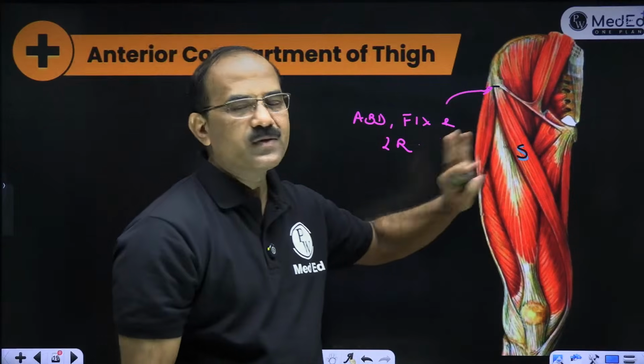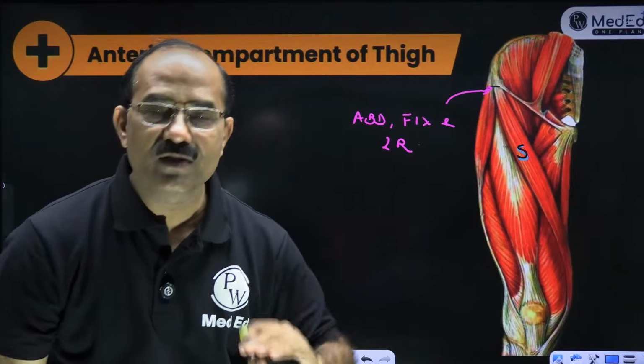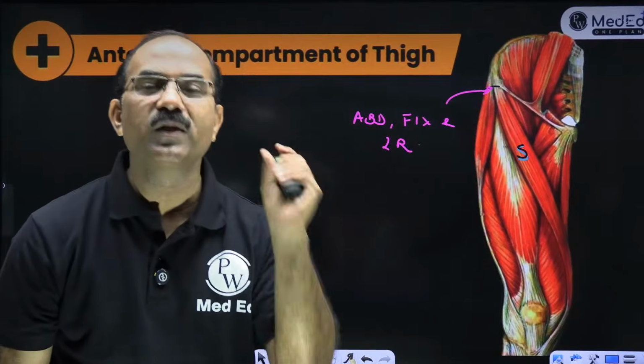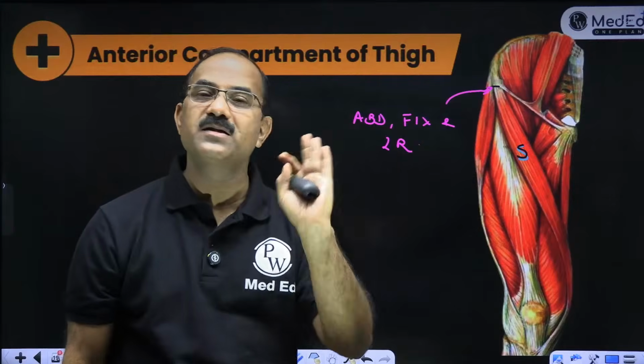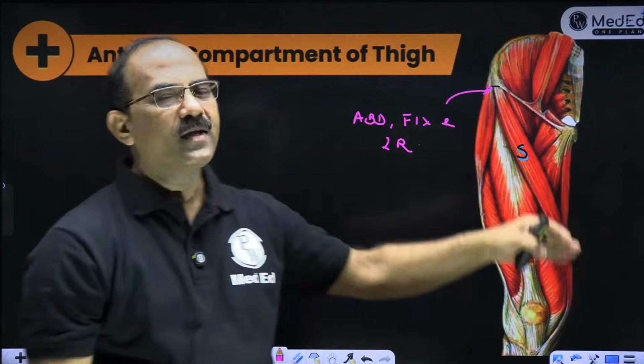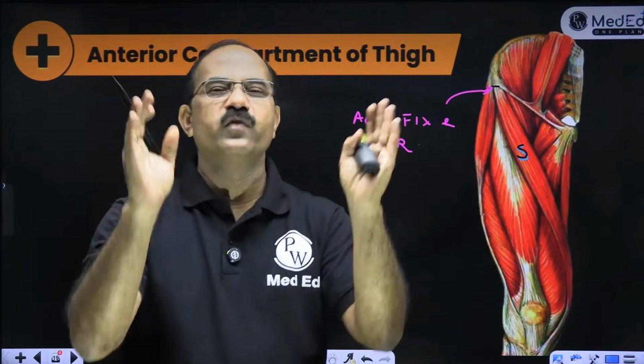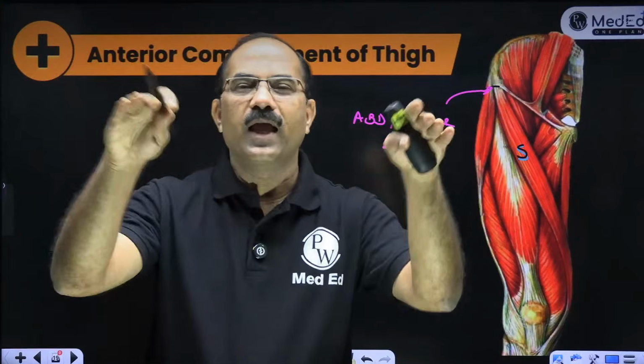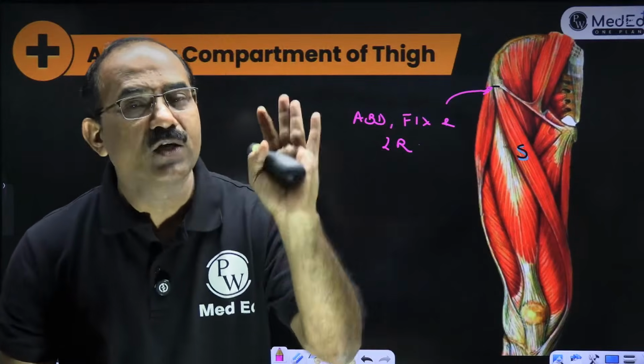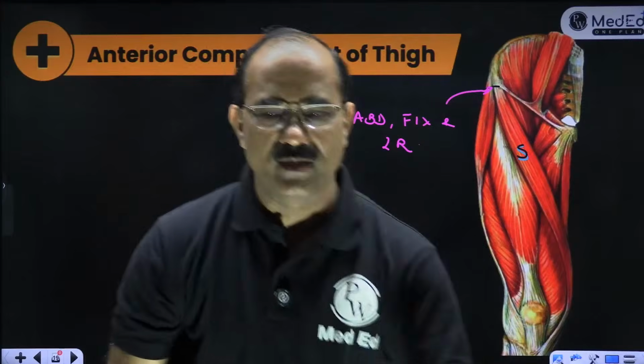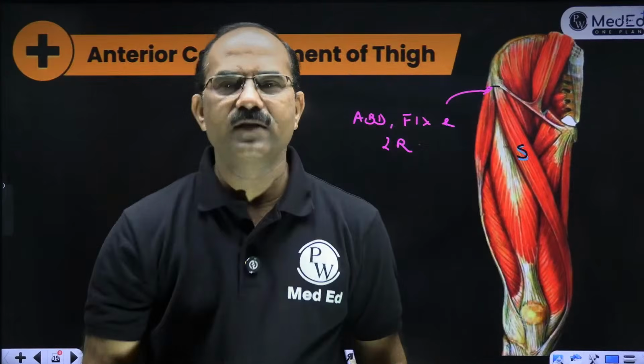So Sartorius is known as Taylor's muscle. Sartorius is also known as a honeymoon muscle. Understand the action: abduction, lateral rotation, flexion at the hip, flexion and medial rotation at the knee joint. Fine, ये याद रखना. So that is the action of Sartorius.